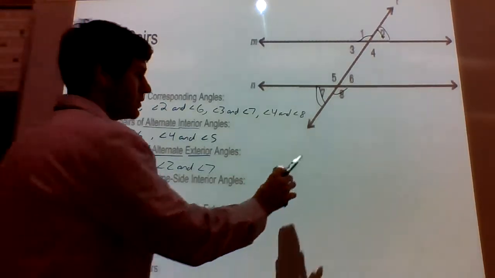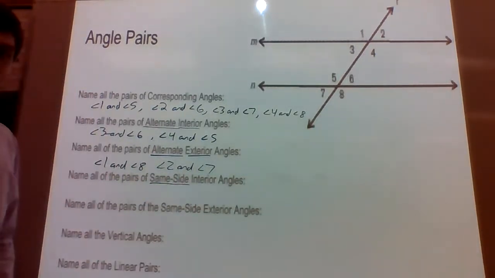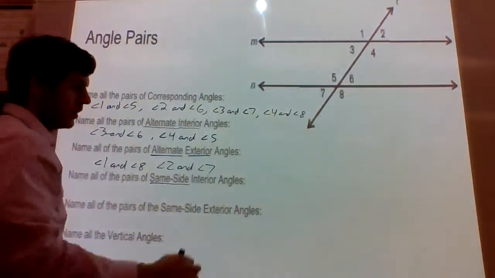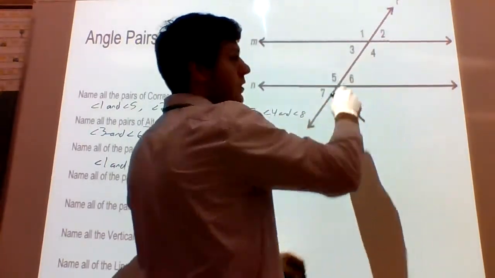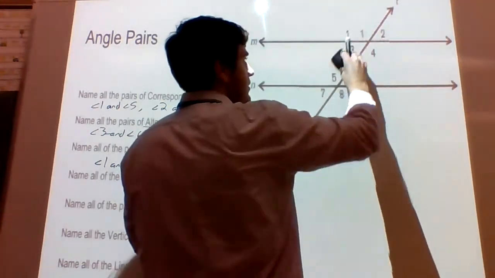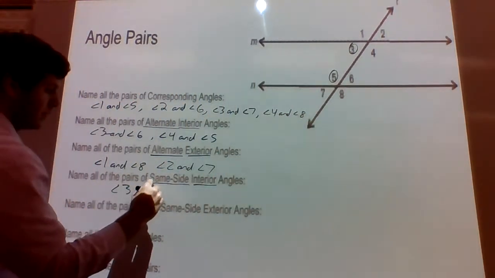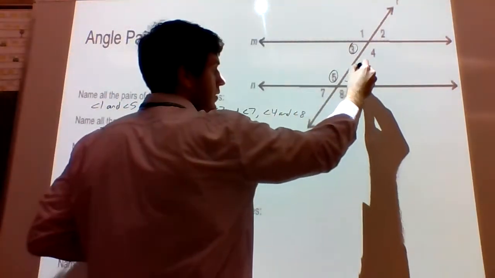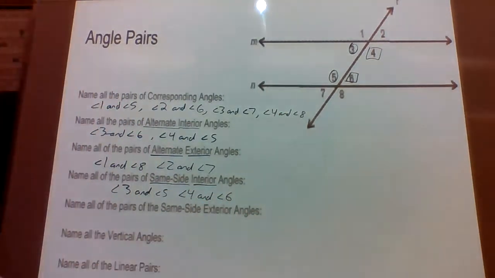Next one, same side interior angles. Okay. Same side, meaning the same side of the transversal. So either on this side or this side. And then interior, meaning on the inside of the two parallel lines or the two lines, M and N. So between the two lines, M and N. So between these two lines on the inside. And then same side. So that's going to give us three and five. Okay, three and five. So angle three and angle five. Then angle four and angle six. Same side of the transversal in between the two lines.